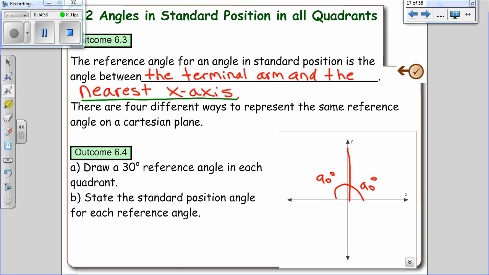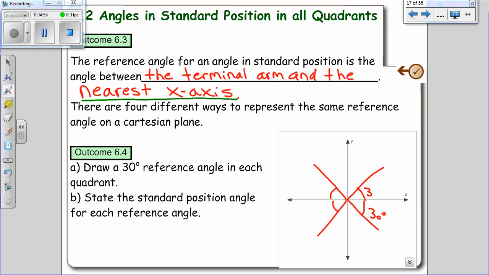All right, those angles. Okay, now quick draw again. We had this one, that one, and they were all 30 degrees, correct?